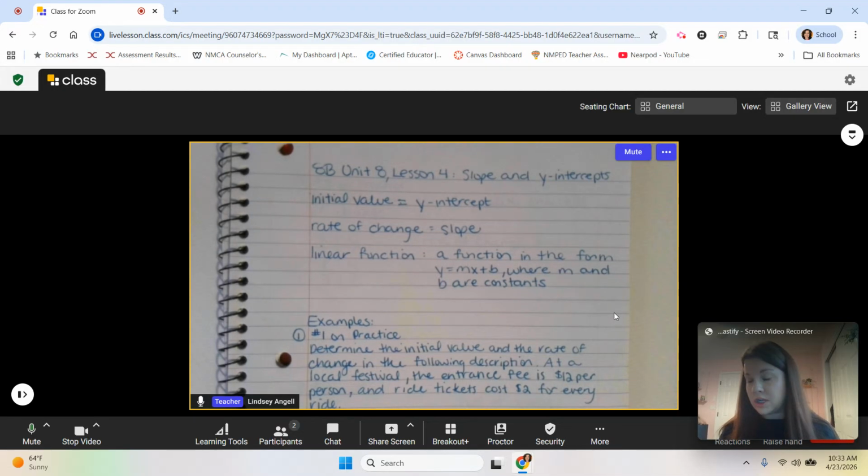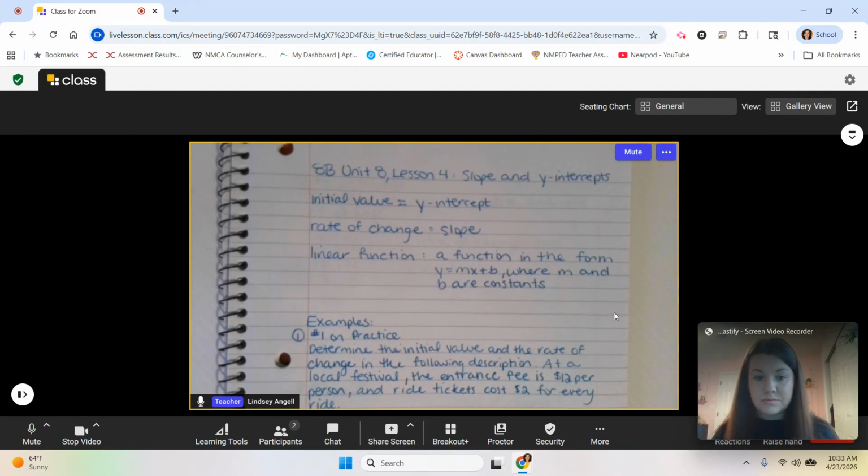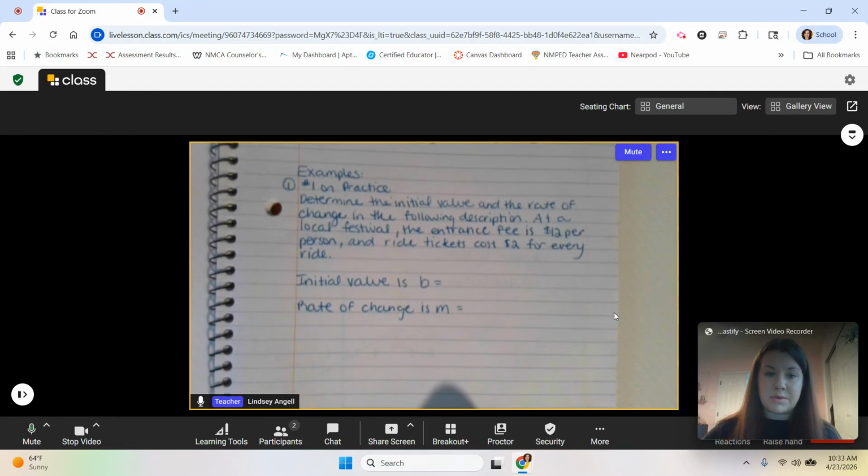And linear function, we've been working with that a little bit already. It's a function in the form y equals mx plus b, where m and b are both constants. Again, it's a function that when graphed forms a line, and that's what we know as y equals mx plus b. So let's talk about some examples.